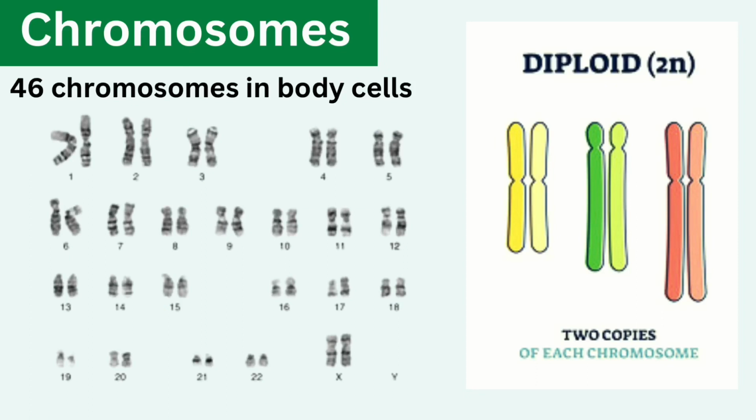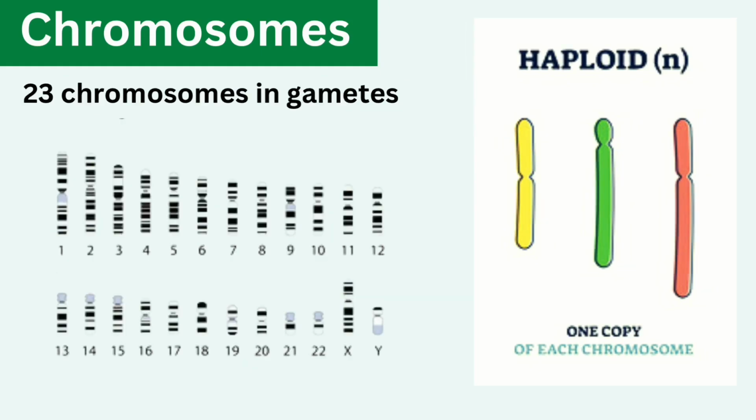Humans have a total of 46 chromosomes in each somatic or body cell. We call it a diploid number or 2n. These chromosomes exist as 23 pairs with one member of each pair inherited from each parent.